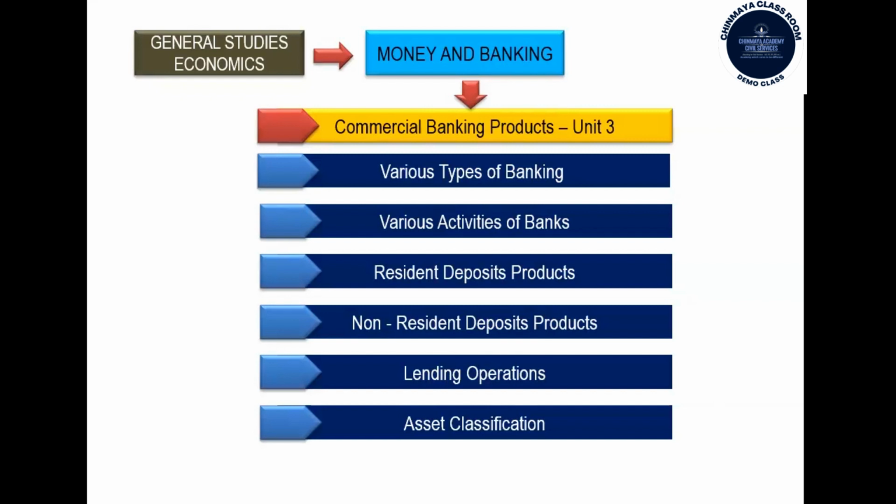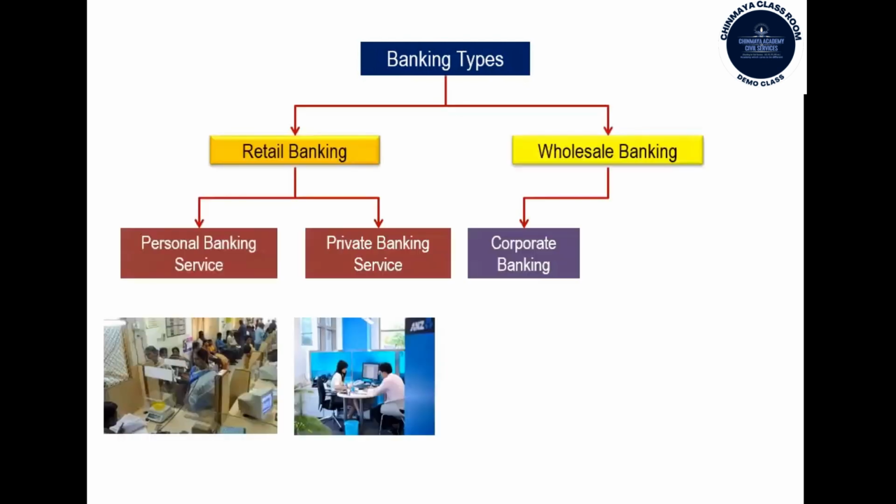Fantastic, thanks. So we are currently discussing banking products, in which we saw various types of banking, which include retail banking, wholesale banking, personal banking service, private banking service, corporate banking, and investment banking. Sometimes investment banking is also called merchant banking. Then we moved forward to checking various banking products.